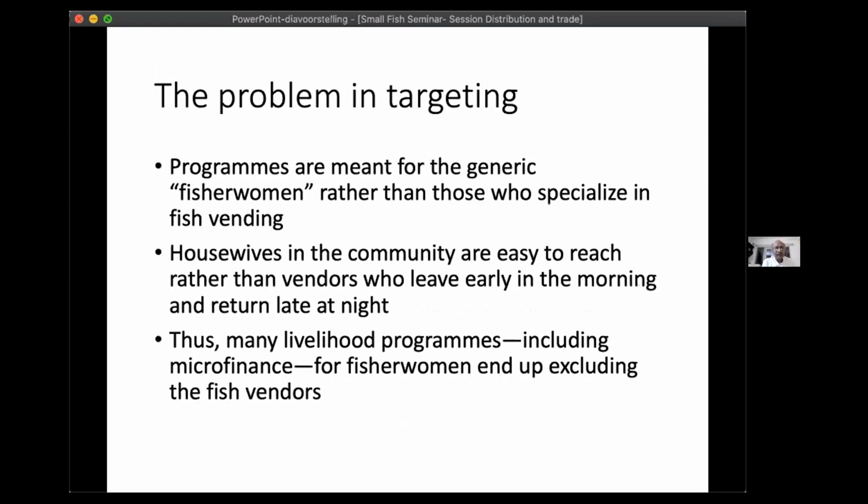Next. I will highlight a few of the pitfalls and issues, of whatever little the state and the NGOs have done, where the mistakes or the failures are. There's an issue in targeting.